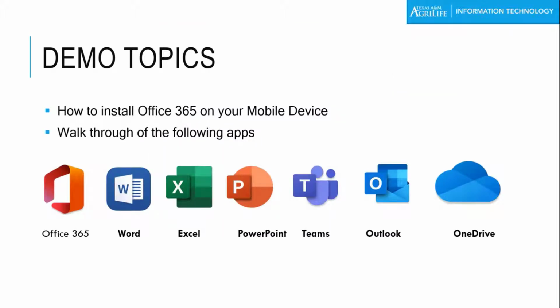The first thing I'll be showing is how do you get Microsoft Office 365 installed on your mobile device if you haven't already. We'll show you that real quick. And then we'll do a walkthrough of each of the following applications, which are the primary applications most people use today in the office. There are other applications you can use from Office 365, like Microsoft Forms, Microsoft Stream, which is the video component. But we're going to focus on these 7 today because those are really the most powerful applications used on a regular basis.